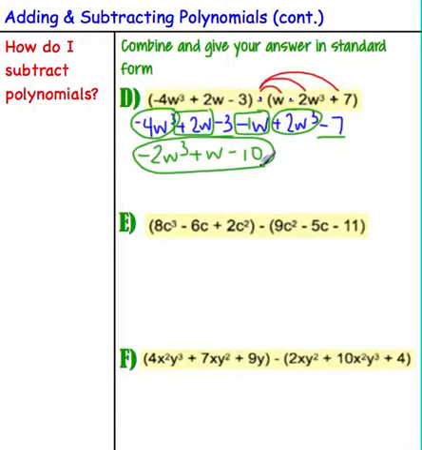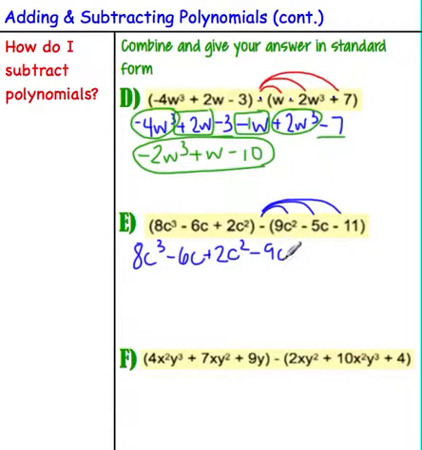Looking at the next example, we have 8c cubed minus 6c plus 2c squared minus the quantity 9c squared minus 5c minus 11. So first thing we want to do is get rid of the parentheses. So we have 8c cubed minus 6c plus 2c squared, because those don't change. Then we distribute that negative sign to all terms. So it's minus a positive 9c squared, minus a negative 5c, which is plus 5c, and minus a negative 11, which is plus 11.